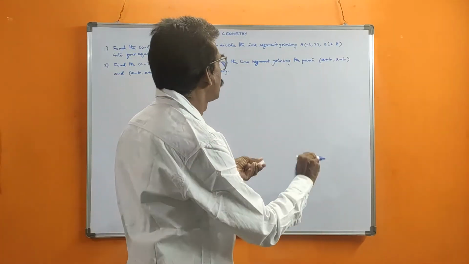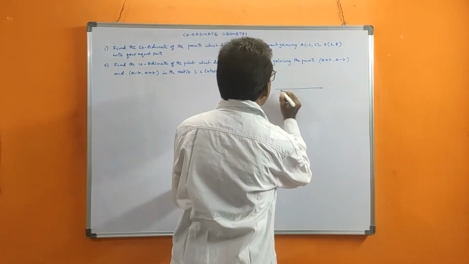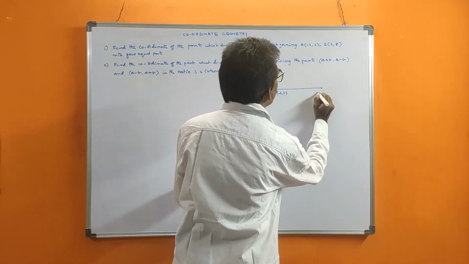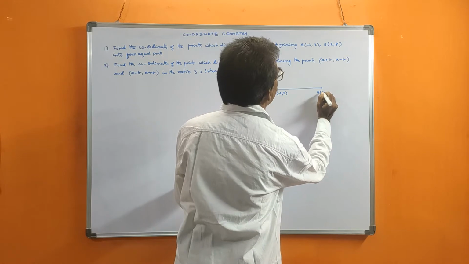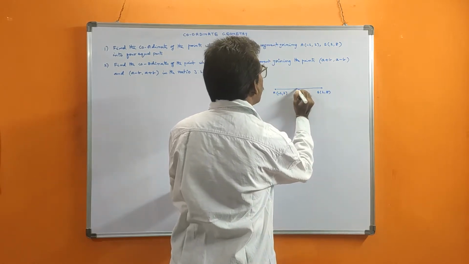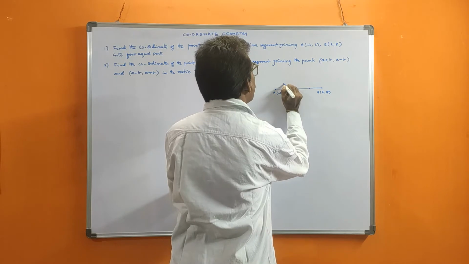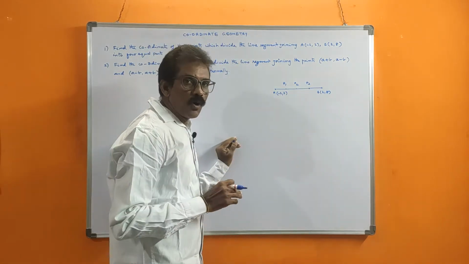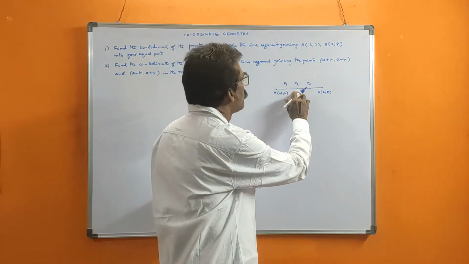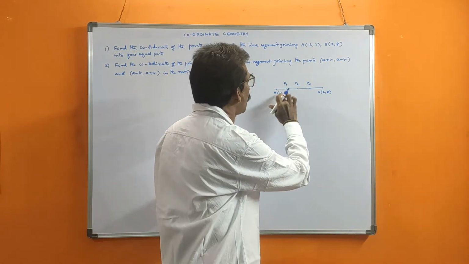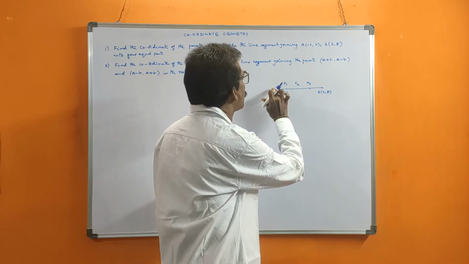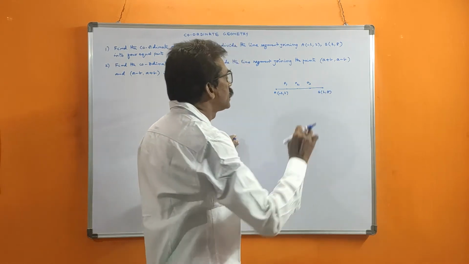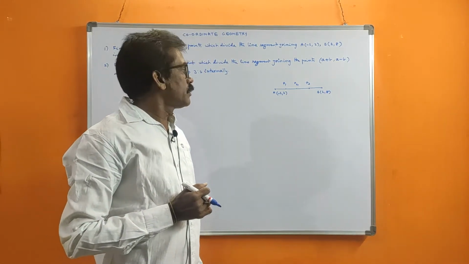Now see. A is (-2, 2) and B is (2, 8). Here 3 points are there, P1, P2, P3. Let them divide the line AB into 4 equal parts. Then the condition is what? P2 is the midpoint of AB, P1 is the midpoint of AP2, P3 is the midpoint of P2B. Then we can calculate by the midpoint formula.